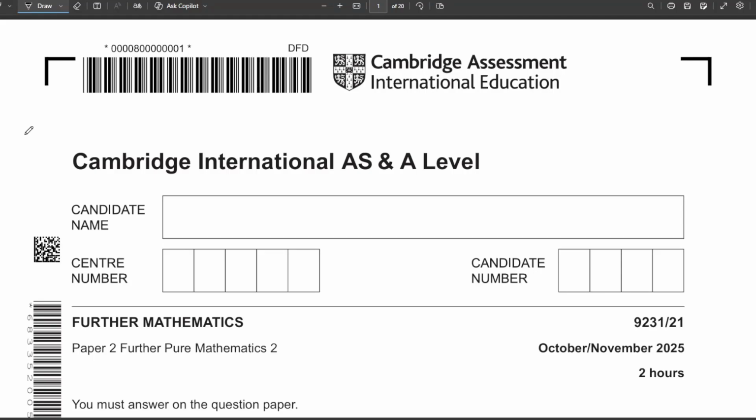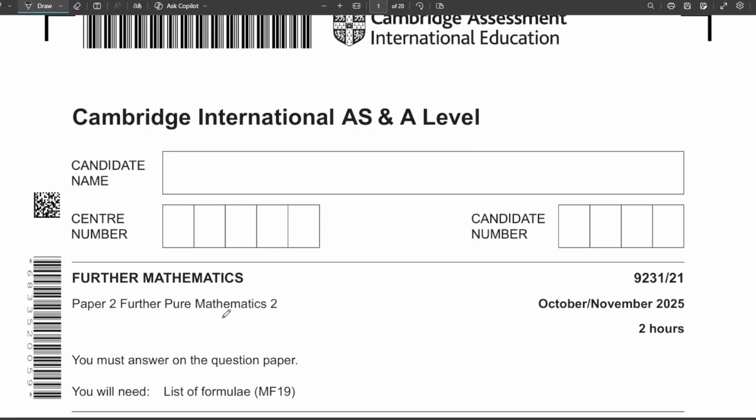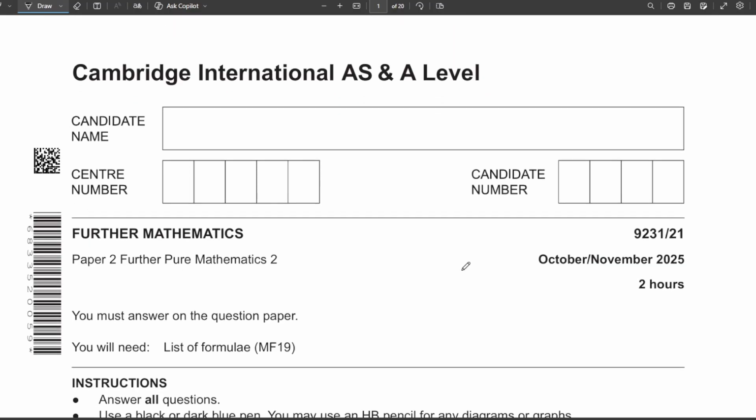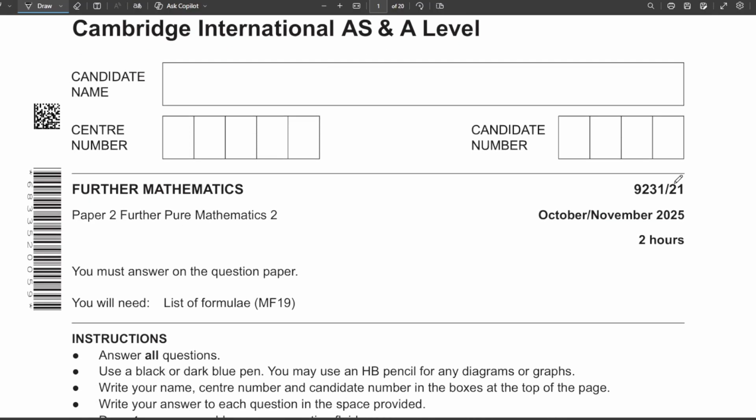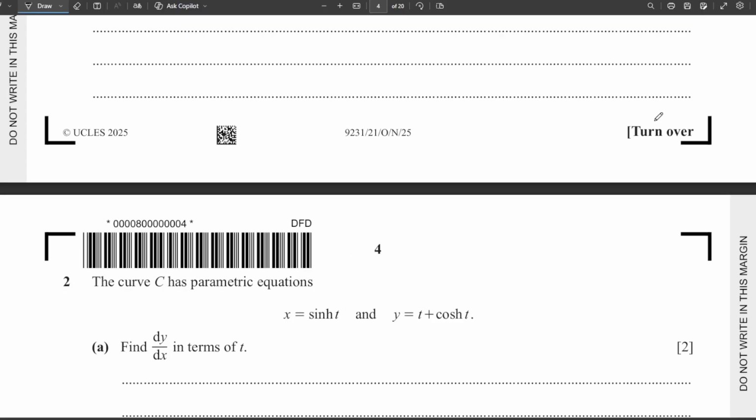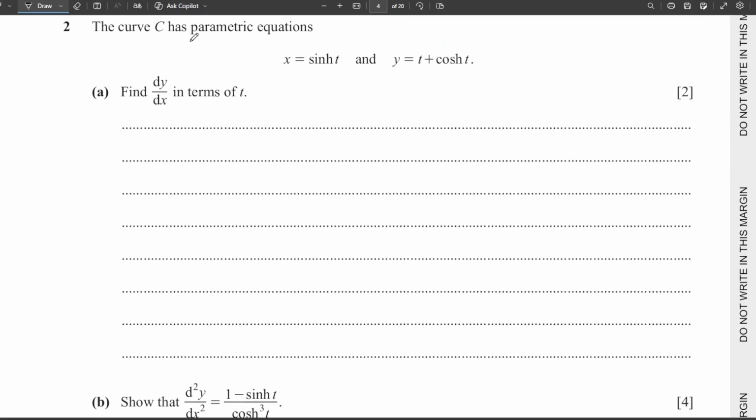Okay, hello everyone. In this video, we'll continue with the Cambridge A-Level Further Maths Component 2, which is Further Pure Maths 2. And this is the variant 1 from the newly released October-November Winter 2025 series. So we've just done the first question. We'll continue with the second question here, giving us a parametric equation of a curve C.